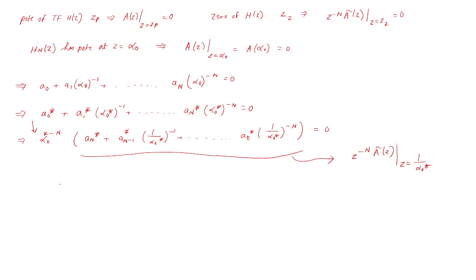So here two cases arise. Either z to the power minus n A tilde(z) evaluated at z equal to 1 by alpha naught star is equal to 0, or alpha naught star to the power minus n is 0. Correct.